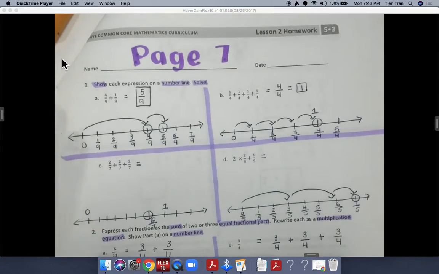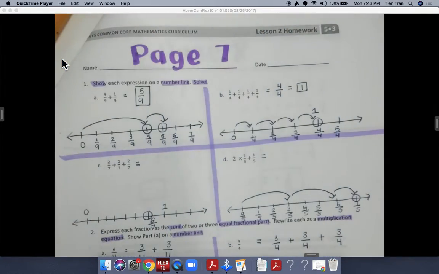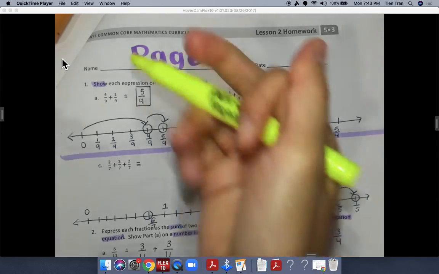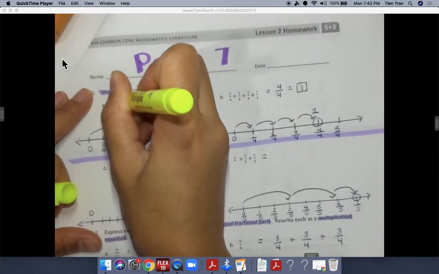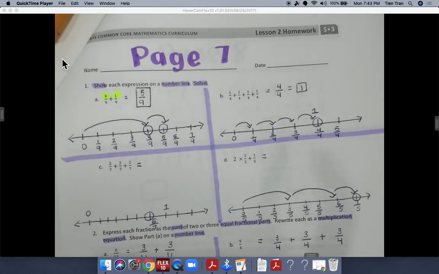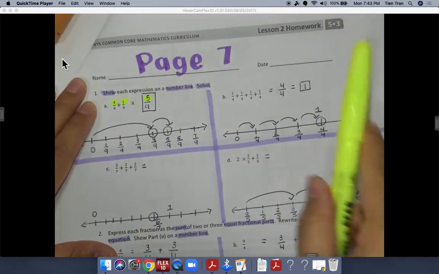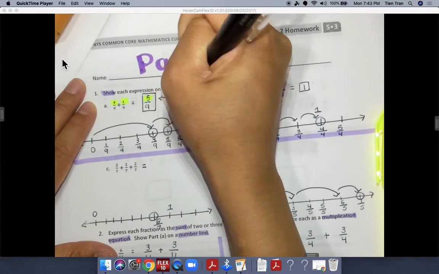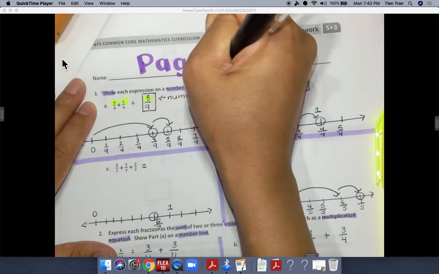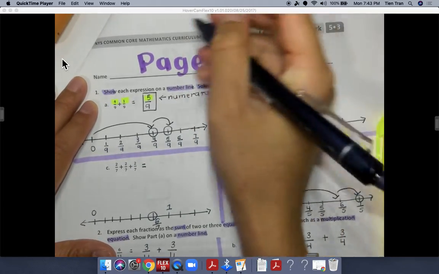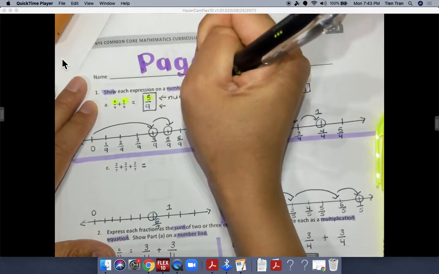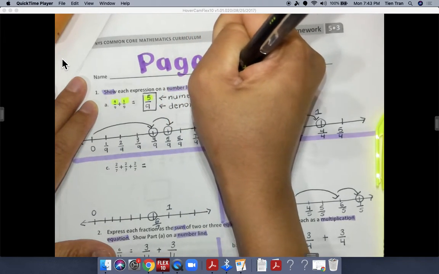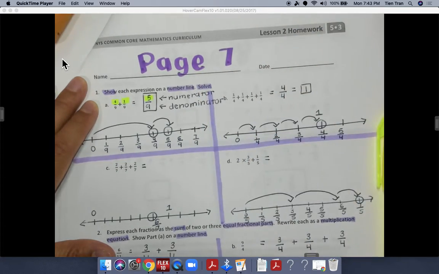So, right here, we are adding together 4 plus 1, which is equal to 5. So this is called the numerator. And the numerator is the number that is on top of the fraction bar. And the number on the bottom is called the denominator. So that is the number that is on the bottom.